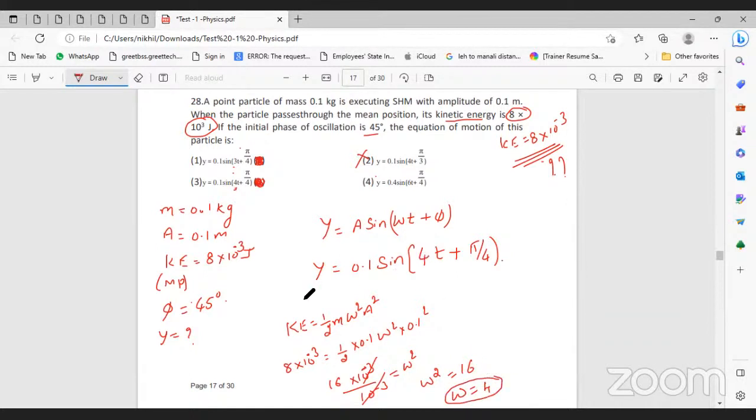So what will be the general equation of SHM? It is 0.1 into sine of 4t plus pi by 4. So which will be the right option? Option 3 is the right answer: 0.1 into sine of 4t plus pi by 4.